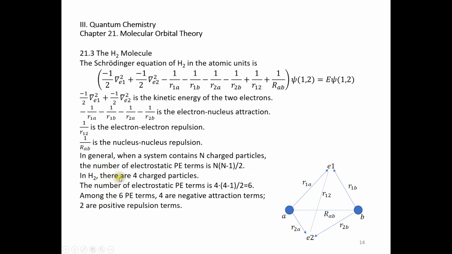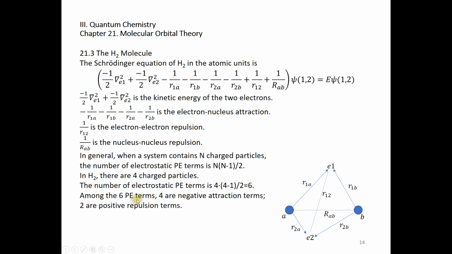In H2, there are 4 charged particles. Each of the 4 charged particles feels either attraction or repulsion from the other 3. So 4 times 3, we have 12 potential energy terms. But to remove the double counting, we need to divide this 12 by 2. We get 6 potential energy terms.